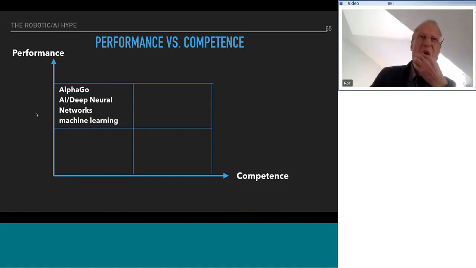AlphaGo has brilliant performance, absolutely wins all the time against humans and also against other programs. But AlphaGo doesn't know that it's playing Go. It doesn't know what a game is. It doesn't know why people play a game. It doesn't want to play. It's just algorithms that are running. So it has no understanding: very little competence, very high performance.